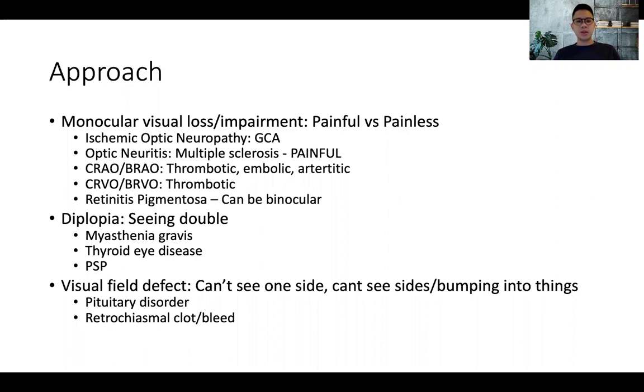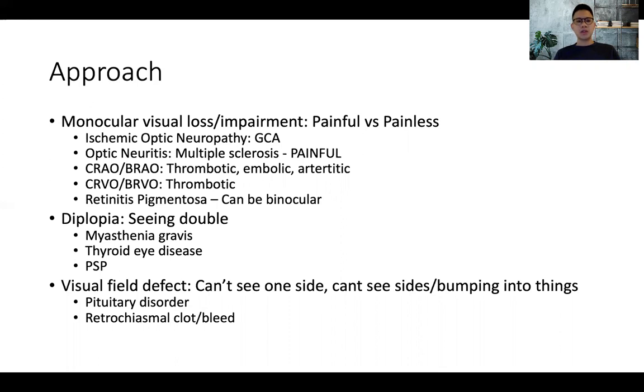Ischemic optic neuropathy, often in the context of giant cell arteritis, although in patients with cardiovascular risk factors, you can also get a non-arteritic ischemic optic neuropathy. Optic neuritis: multiple sclerosis is probably one of the commoner causes, although other conditions such as inflammatory disorders like lupus, and drugs like ethambutol can also cause optic neuritis.